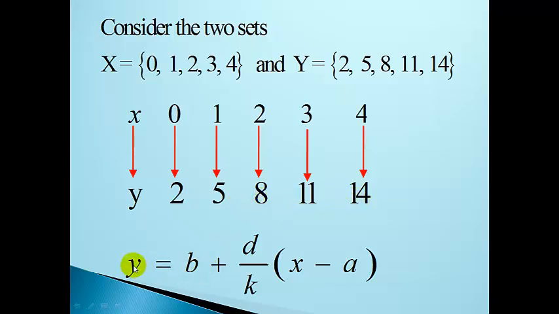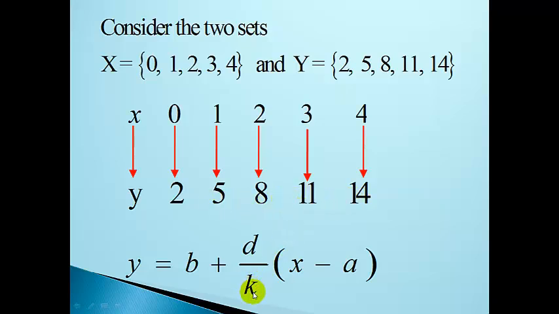Now the rule for linear mapping is given by y equals b plus d over k into bracket x minus a, where b is the first term of the set y. So in this case, b will be equal to 2. d is the common difference. That's the difference between the first term and the second term, and the difference is 3. Or the second term and the third term, the difference is still 3. Or the third term and the fourth term, or the fourth term and the fifth term. The difference is 3 throughout.